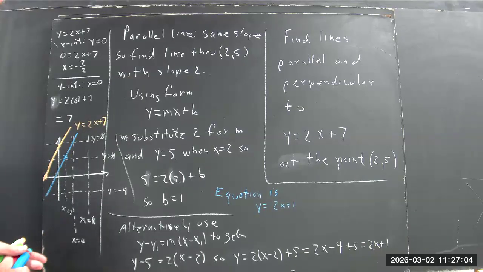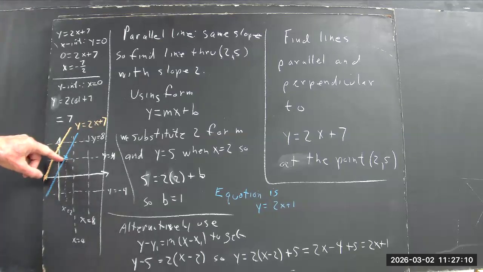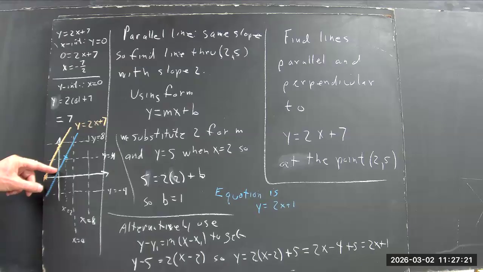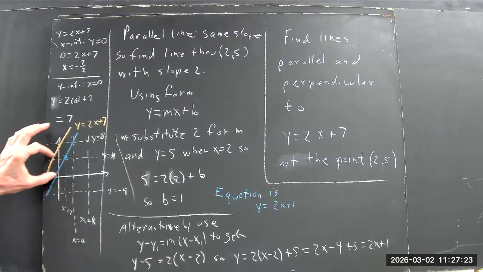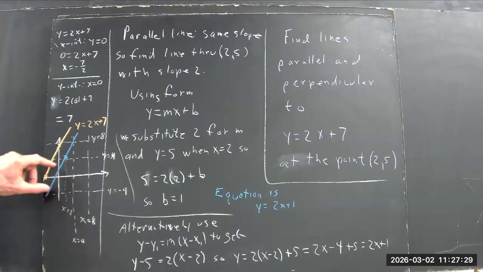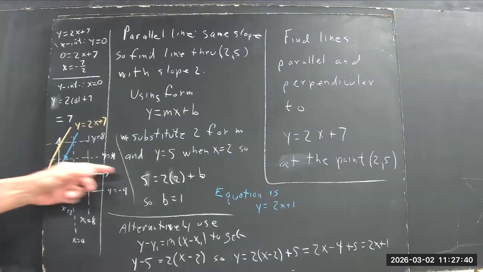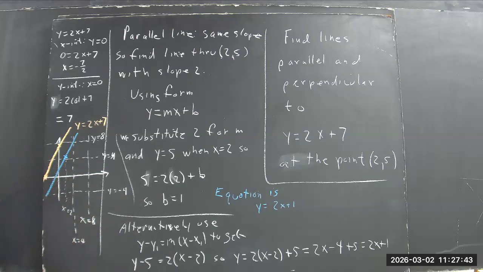This line, again, goes through the point (2,5). By sketching it, I can estimate its x and y intercepts and check that against its equation. It looks like the y-intercept is about 1. In other words, we've got 4 units from the x-axis to the y equals 4 line, and this looks like it's about 1/4, maybe a little more. Maybe it's about 1.3 or something like that. And the x-intercept appears to be at about -1.